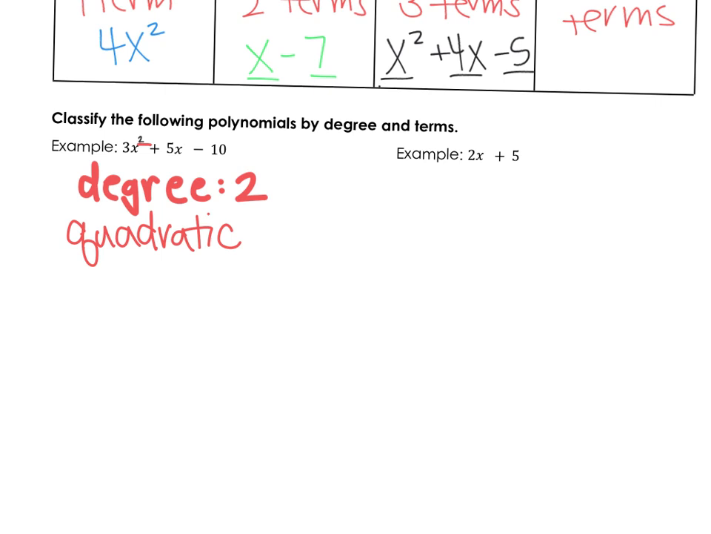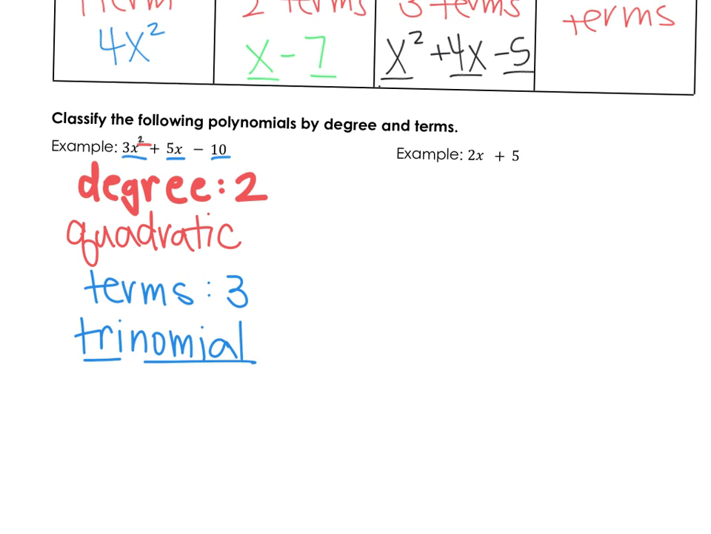Now let's look at the terms. So here there are 1, 2, 3 terms. So the terms here, there are 3 of them, which we would call a trinomial. So nomial, meaning terms. How many? 3. Tri, that root word, tri means 3.